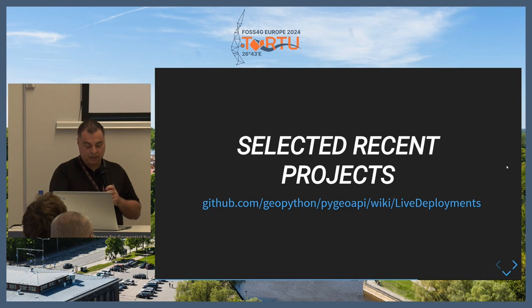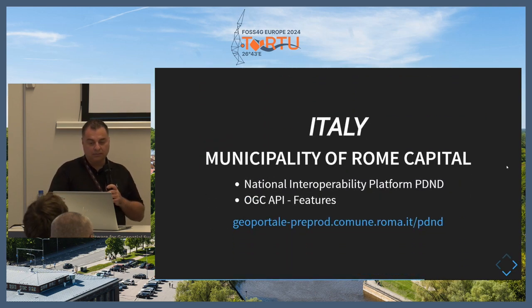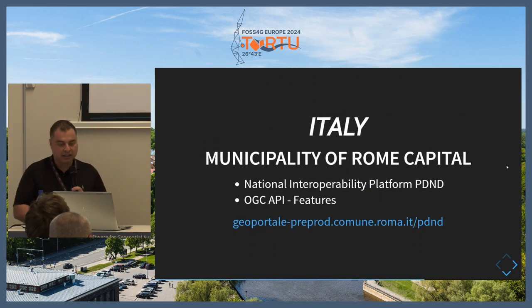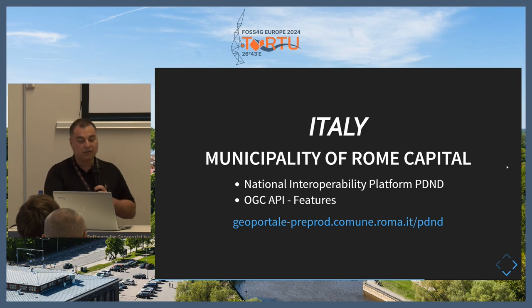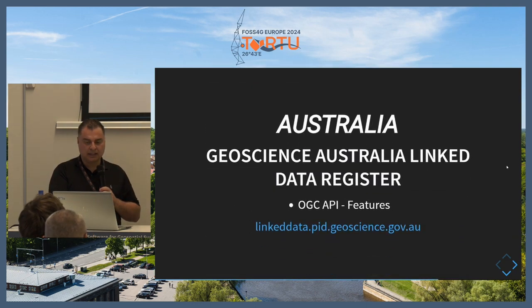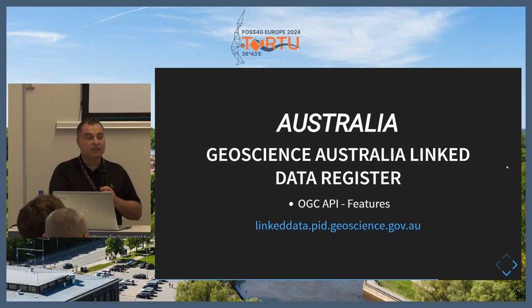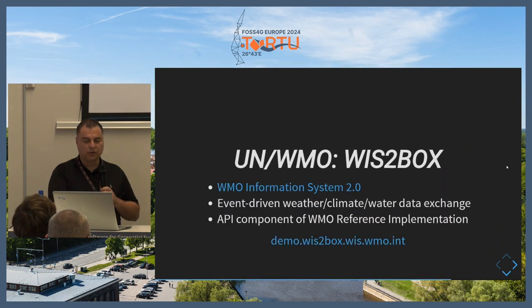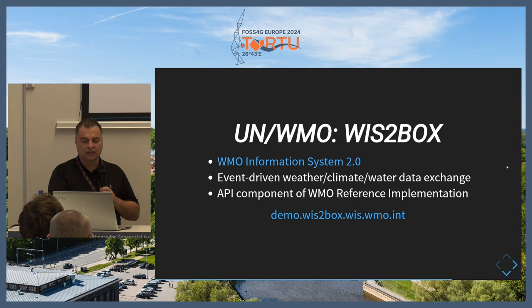Selected recent projects. From Francesco, the municipality of Rome in Italy has an OGC API Features deployment that they make available. This was deployed in the last few months. In the last month or so, Geoscience Australia has published their pygeoapi endpoint against their linked data infrastructure. So it's great to see that from our Australian colleagues.